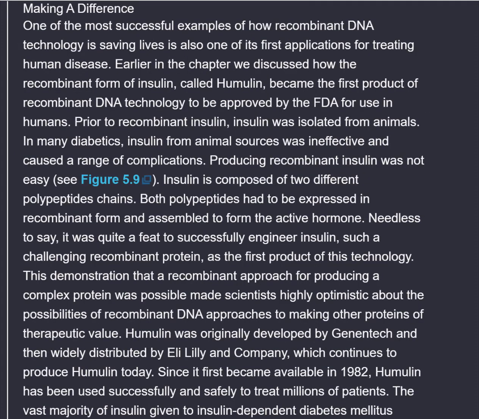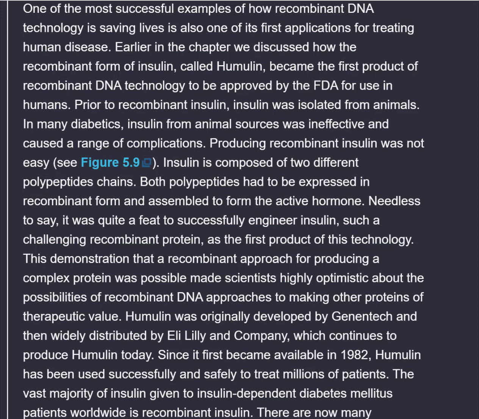Making a difference. One of the most successful examples of how recombinant DNA technology is saving lives is also one of its first applications for treating human disease. Earlier in the chapter we discussed how the recombinant form of insulin, called Humulin, became the first product of recombinant DNA technology to be approved by the FDA for use in humans.